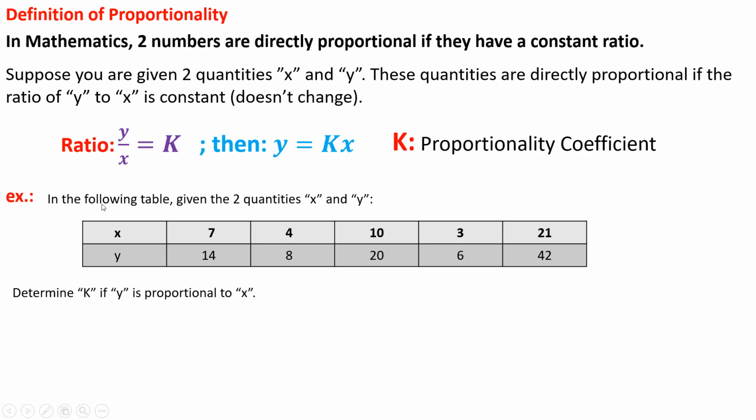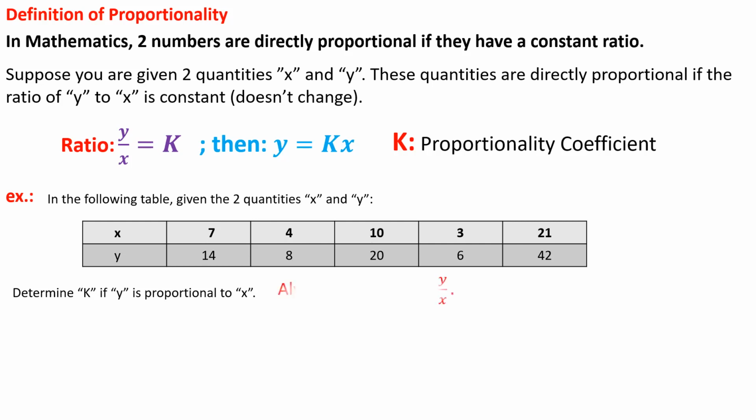As an example, in the following table, given the two quantities x and y, if x is 7, y is 14. If x is 4, y is 8. If x is 10, y is 20. If x is 3, y is 6. If x is 21, y is 42. The question here: determine k if y is proportional to x. So in the question, I have y and x proportional to each other.